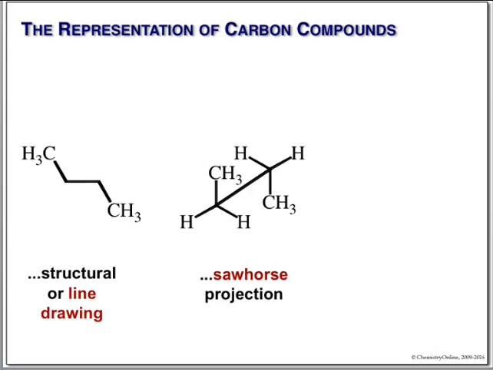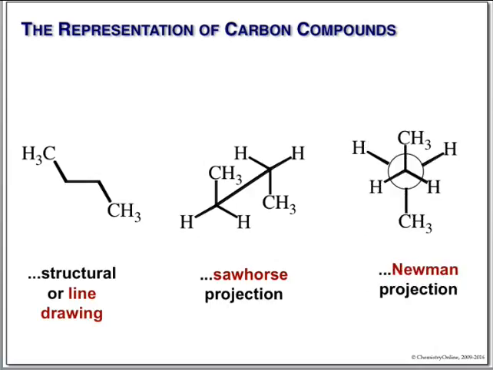If we take this sawhorse and turn it so that we look straight down this bond, this is in front, that's in back, straight down the bond, we get what's called a Newman projection. In a Newman projection, this is the front carbon, and we make the back carbon a little ball, just so we know it's the back carbon. It's the same exact structure: CH3, CH2, another CH2, and another CH3.